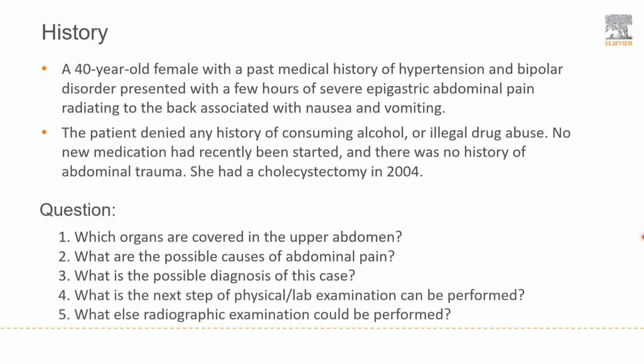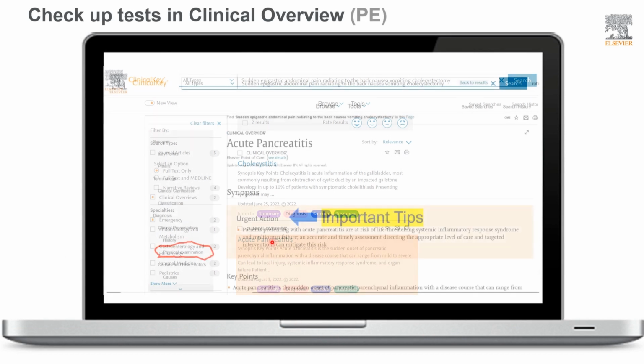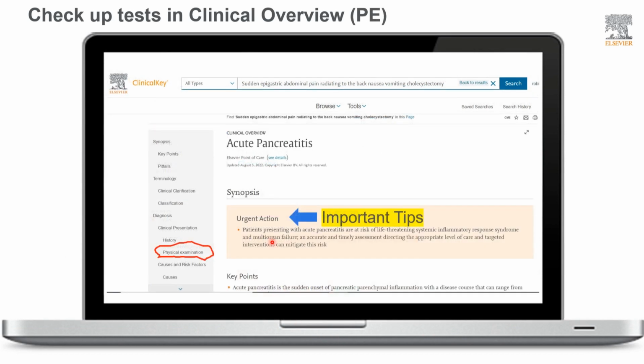The next thing we have to consider is the following steps of the test to further confirm the diagnosis. We could easily find the concise and comprehensive knowledge of a disease in clinical overview by clicking the disease. You could quickly review the synopsis of the disease, including its key points, pitfalls, and terminologies.